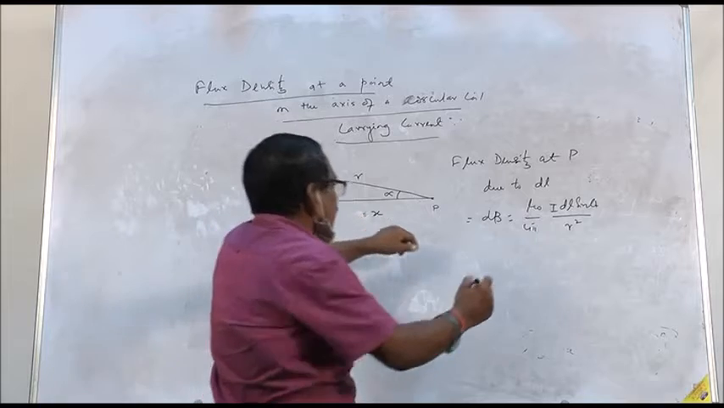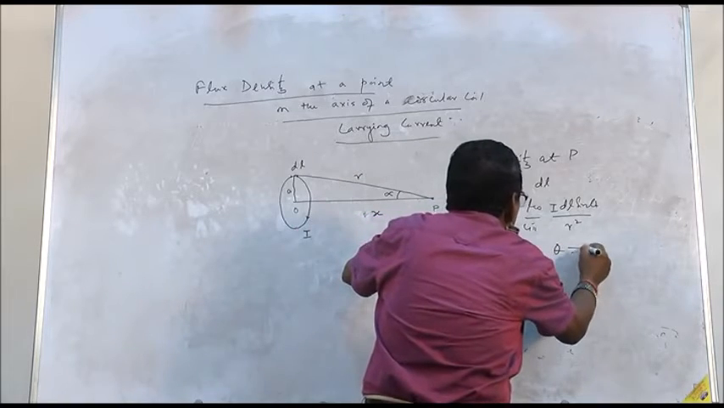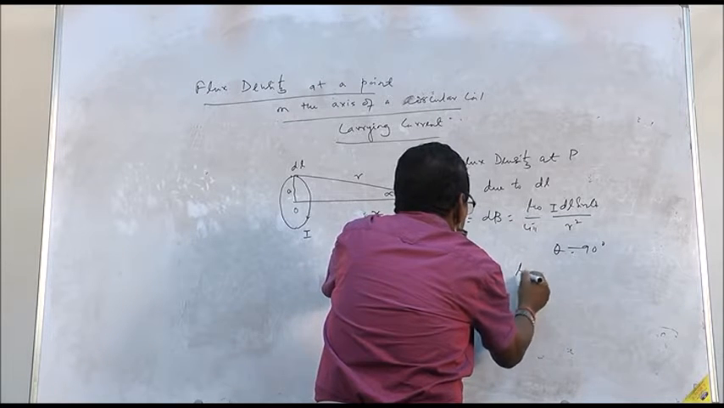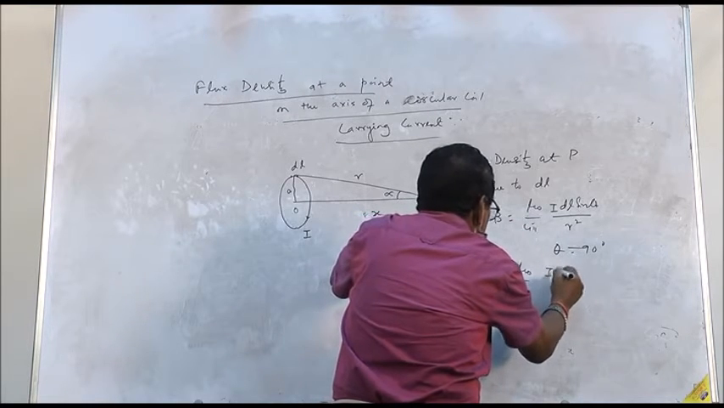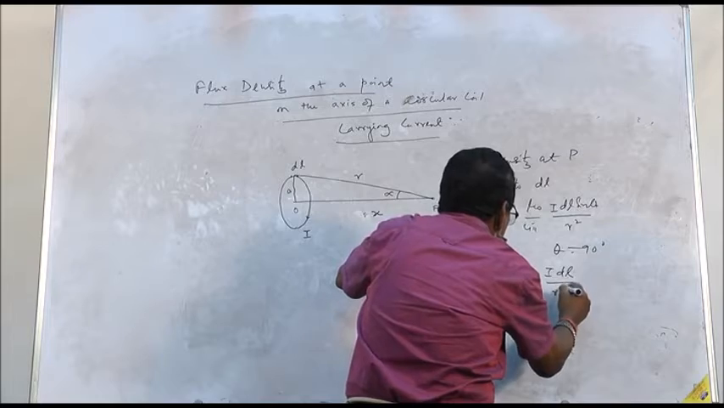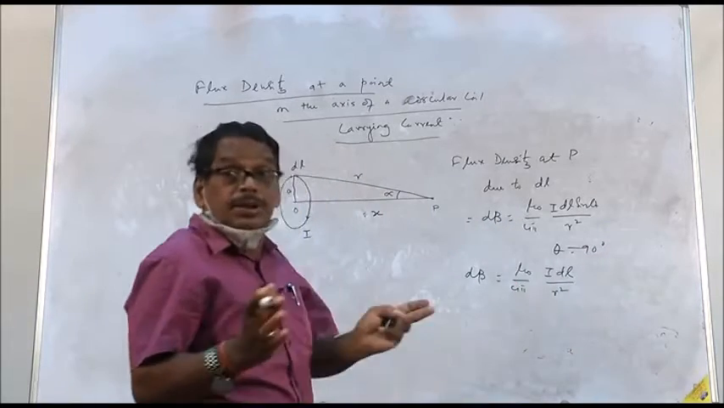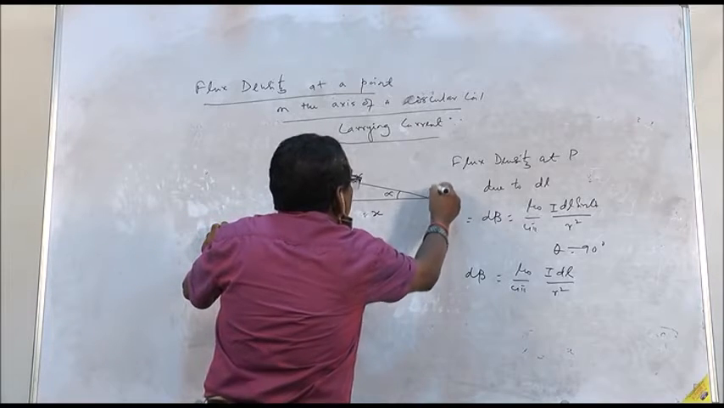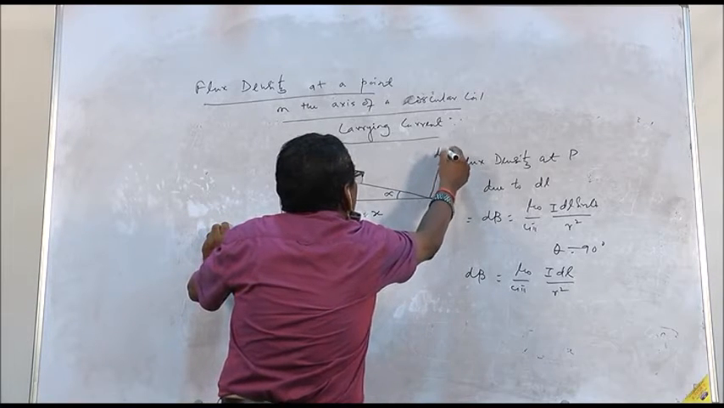In this case, what is theta? Theta is equal to 90 degrees. So, dB is equal to mu 0 by 4 pi I dl by r square. What will be the direction of dB? dB will be like this, it will be in this direction.